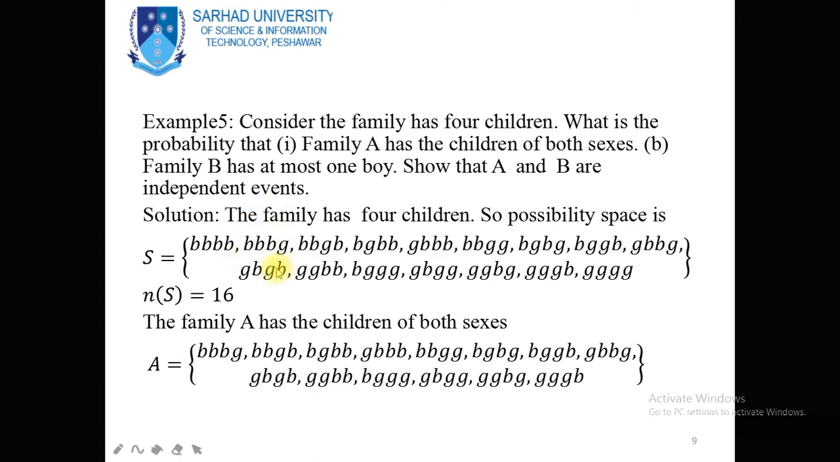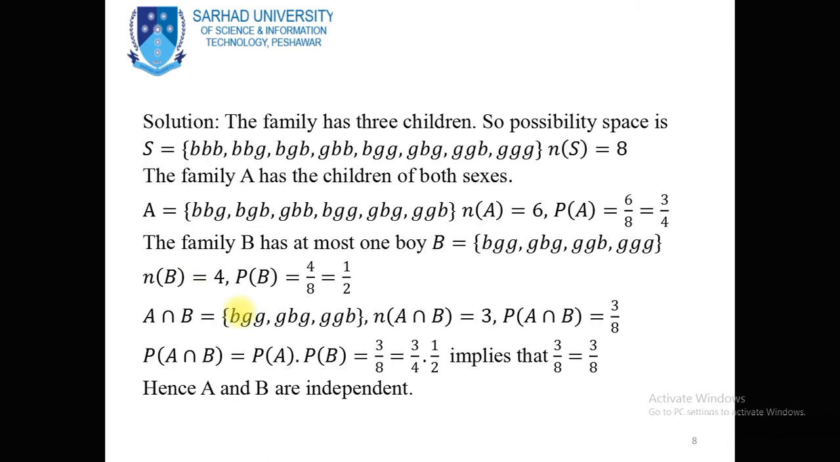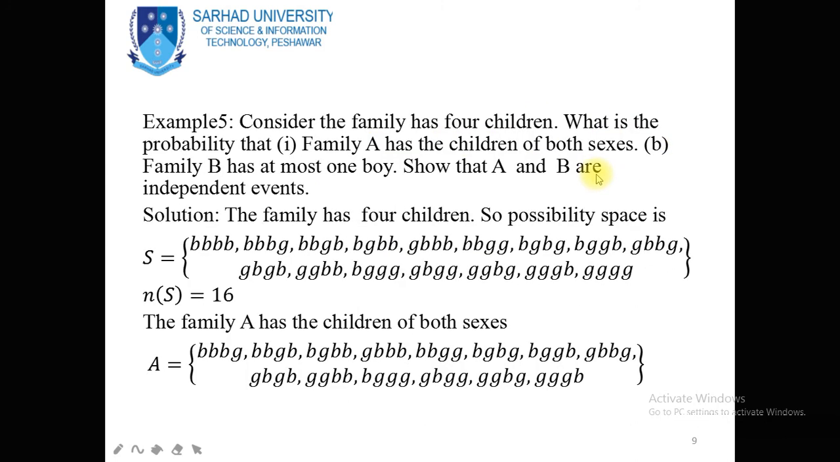So the sample space will be different for both problems. In the previous example, the number of outcomes in the sample space is 8. Now the number of outcomes in the sample space is 16, because when a family has 4 children, there are these possible outcomes: B, B, B, and B.